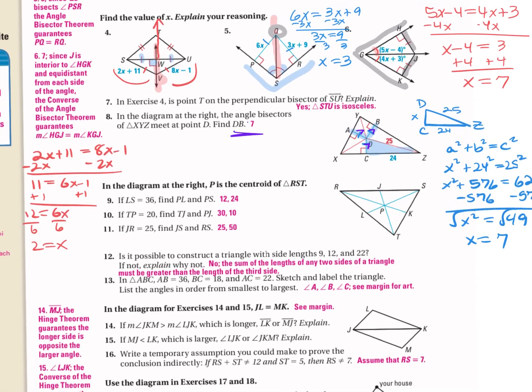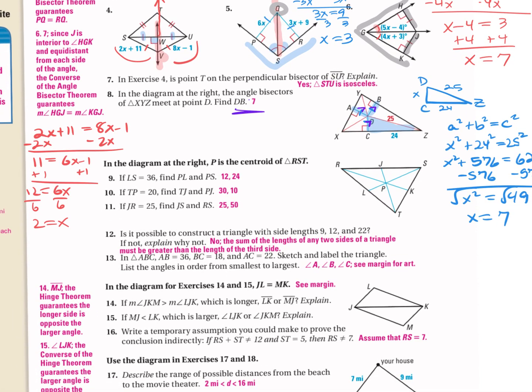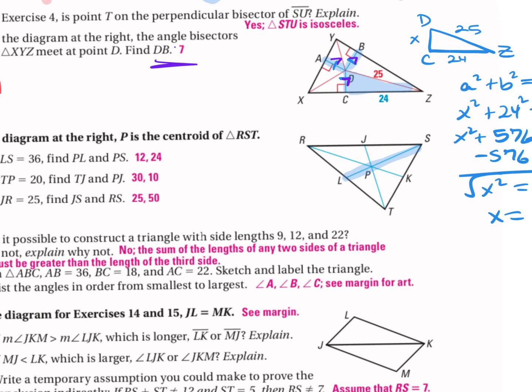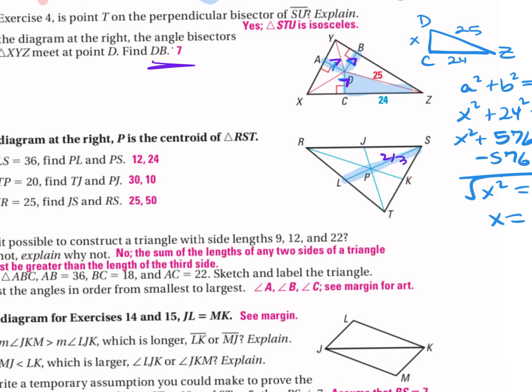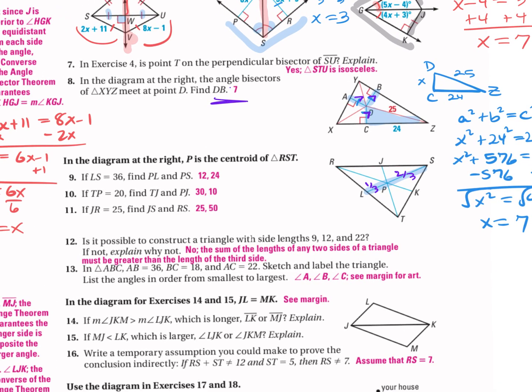For the next one, it says in the diagram at the right, P is the centroid. So this is the 2/3, 1/3. Okay, so remember, for the distance from the vertex to the centroid, for example here, LS. So LS is the length of the whole thing. And coming out of the vertex, going to the centroid is the 2/3 part. And then from the centroid to the side is the 1/3 portion. So that whole thing equals 36.